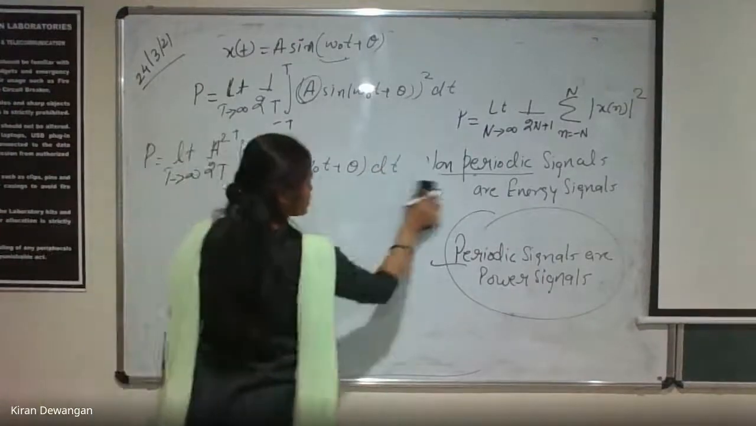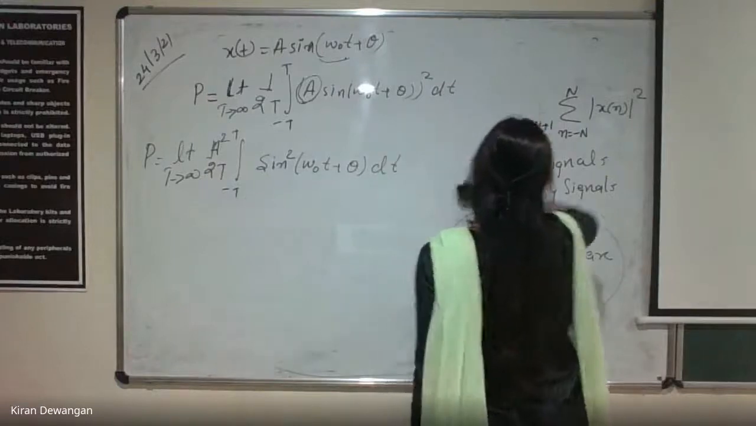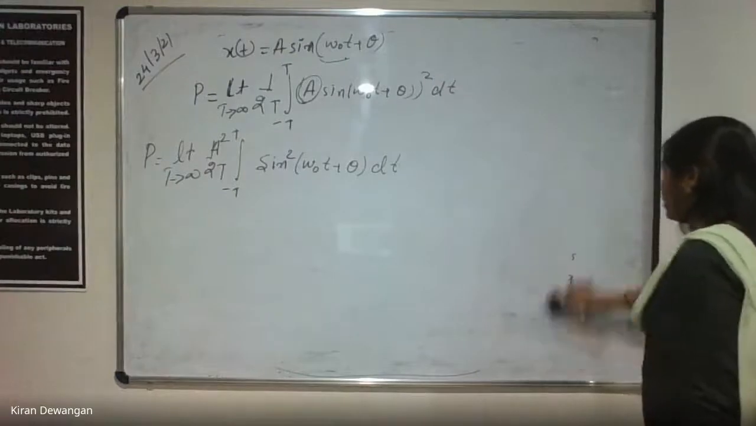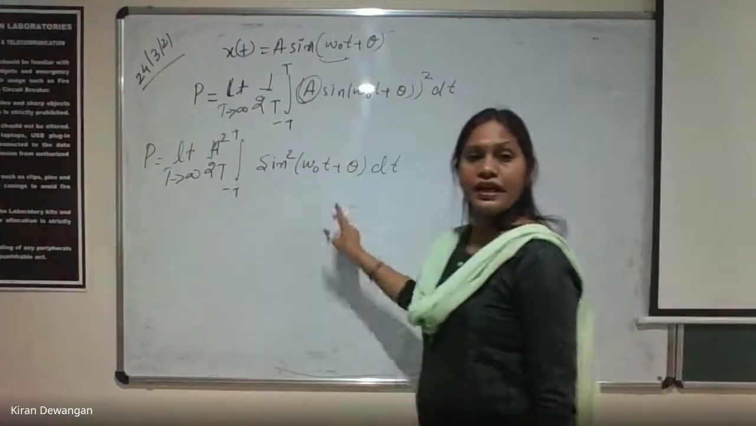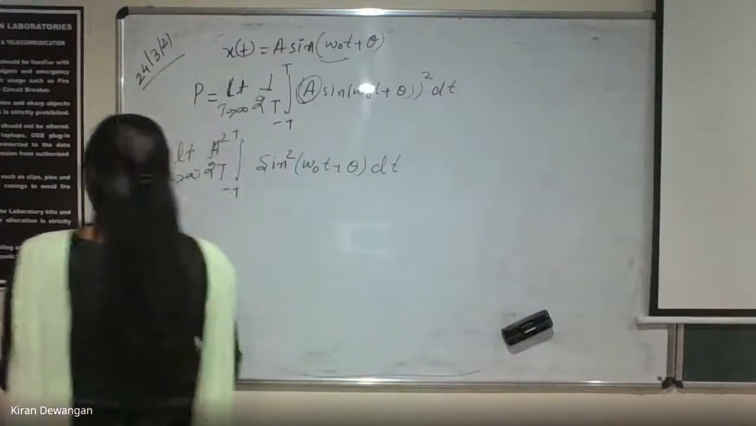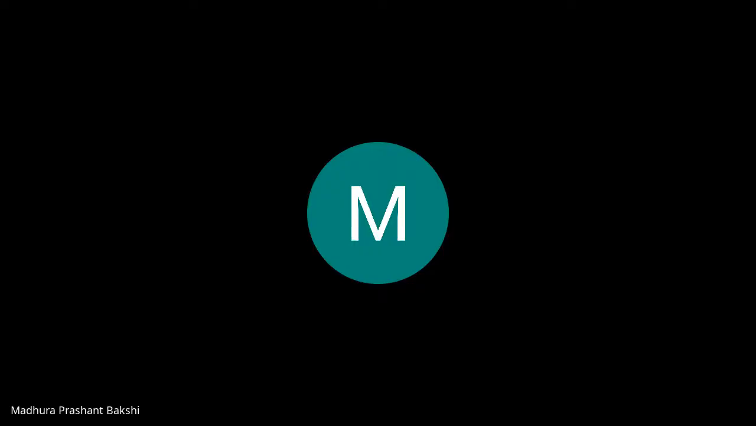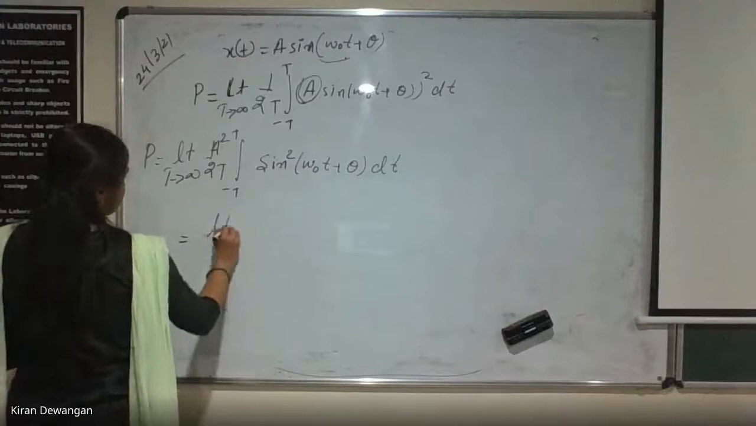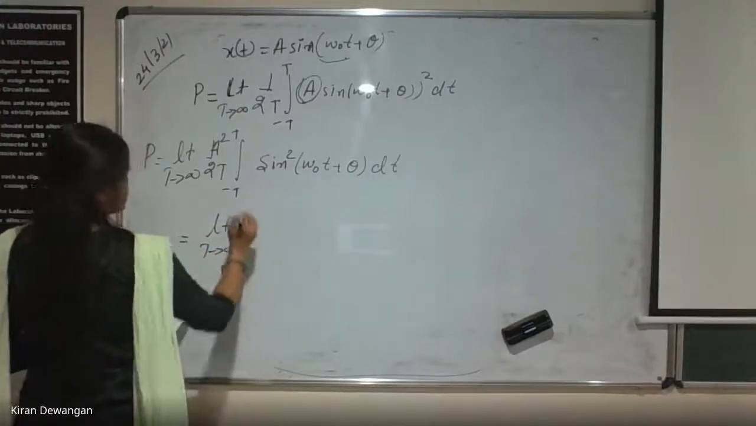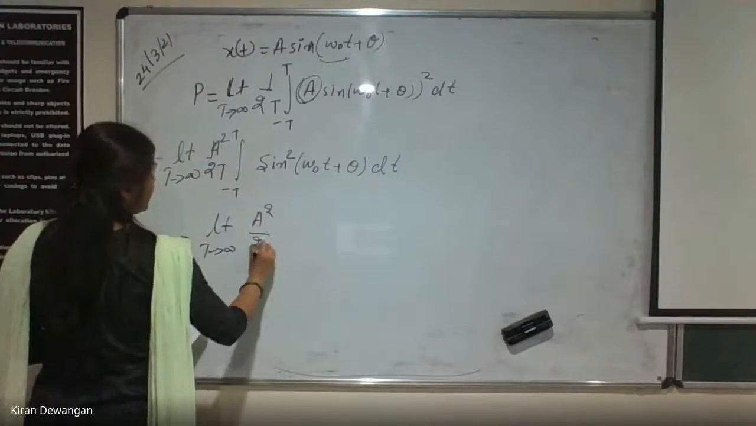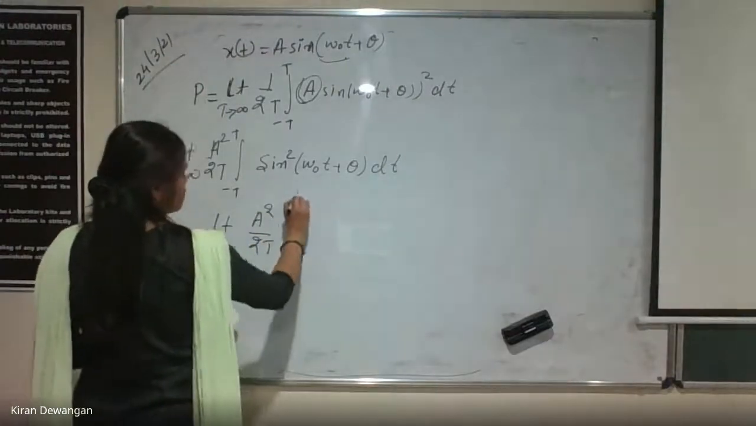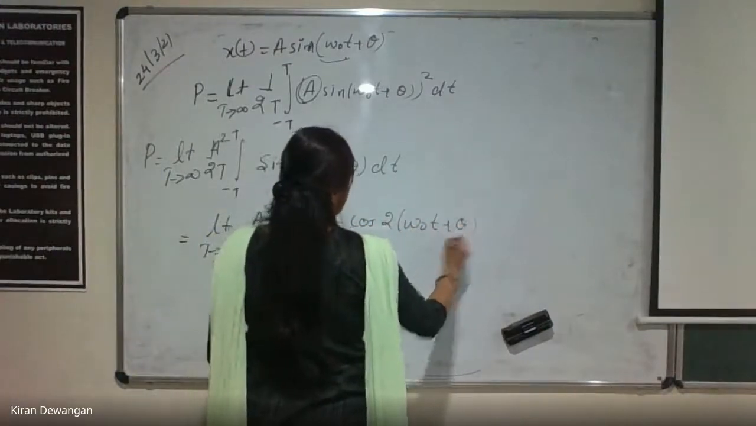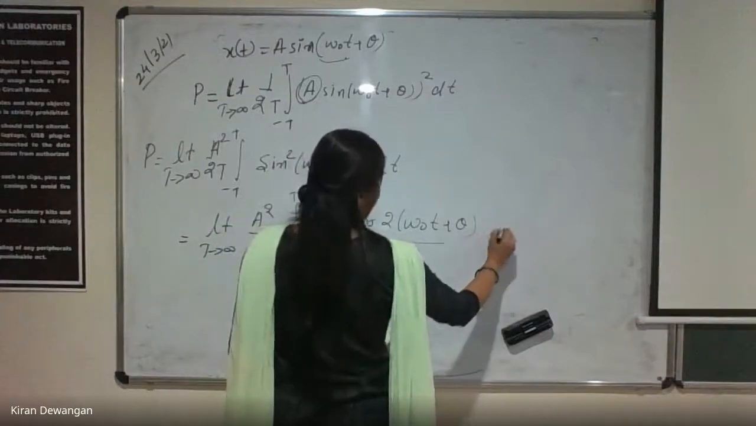How do we expand sine squared theta? What can we write for sine squared? Yes, students, answer quickly: 1 minus cos 2 theta by 2. Correct. So that will be written as limit T tends to infinity, A squared by 2T, integration from minus T to T of (1 minus cos(2 omega naught t plus theta)) by 2, dt.